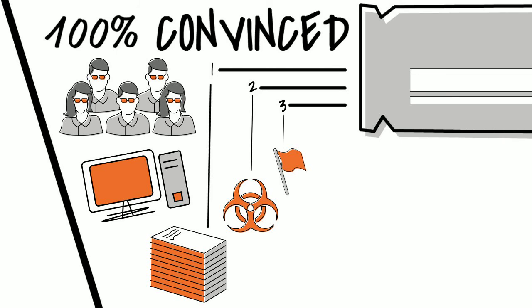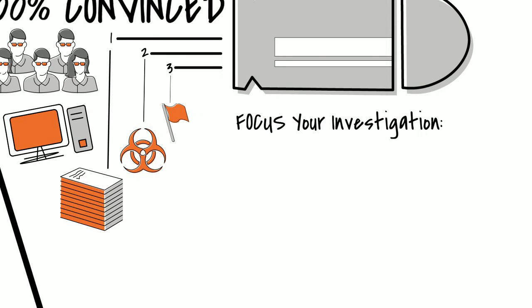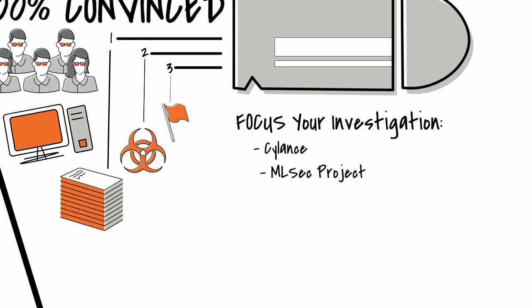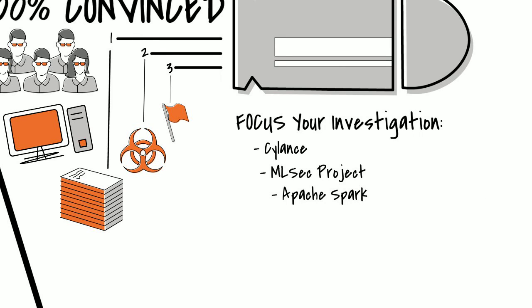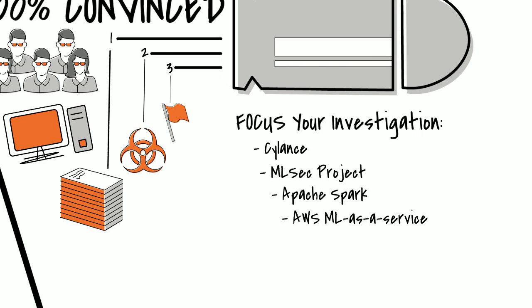So today, I would focus on 4 organizations to investigate their offerings. The first is Cylance Security. The second is the MLSec project, which stands for Machine Learning Security Project. I would also look at the Apache Spark project. And lastly, I would begin to experiment with machine learning using Amazon's Machine Learning as a Service. I think those are all good starts.